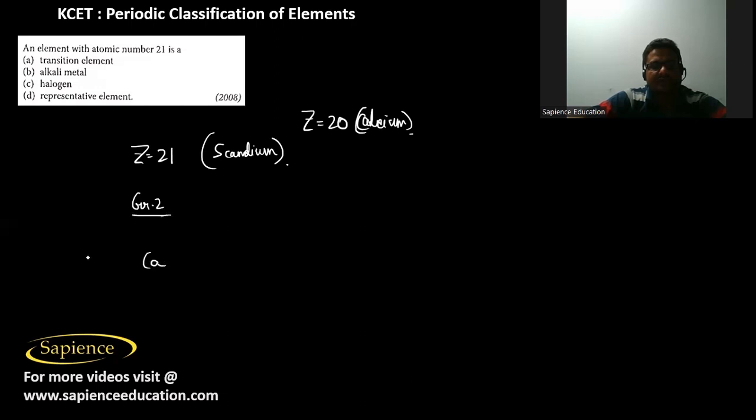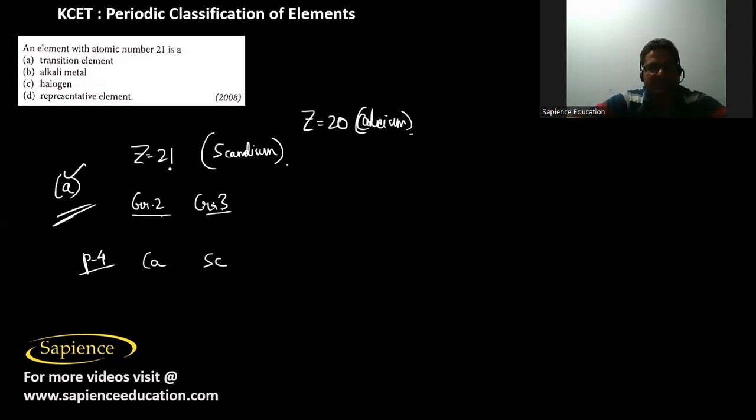So here it is told that an element with atomic number 21 is. If the atomic number Z is 21, then the element is scandium. Since atomic number 20 is calcium, after calcium we have scandium. In group number 2 we have calcium in period number 4, and in group 3 we have scandium. Group 3 to 12 are transition elements. So it is a transition element, and option A is the correct answer.